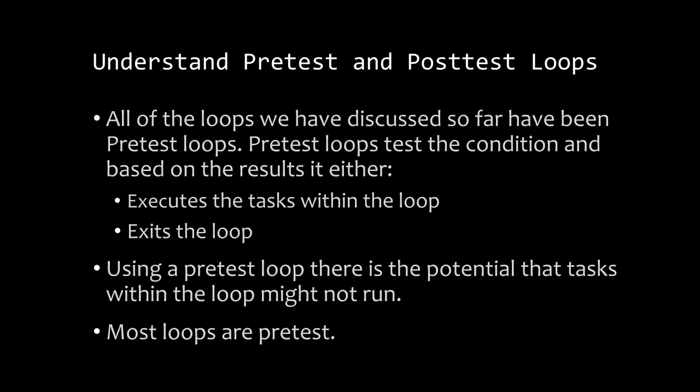Pre-test and post-test loops. All loops that we have discussed so far have been pre-test loops. Pre-test loops test the condition, and based on the results, it either executes the task within the loop or it exits the loop. Meaning, when you come in, it's going to test that condition. And based upon if you're writing a do loop or a do while, as long as the condition is met or still exists, it will go into the loop and do the task within the loop, or it will fall out. But it's going to assess it before it does anything, and that's called a pretest loop.